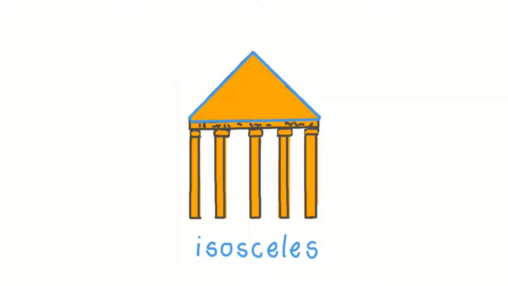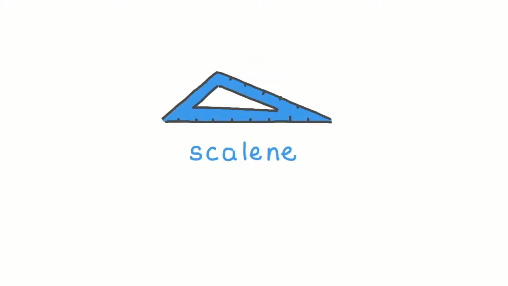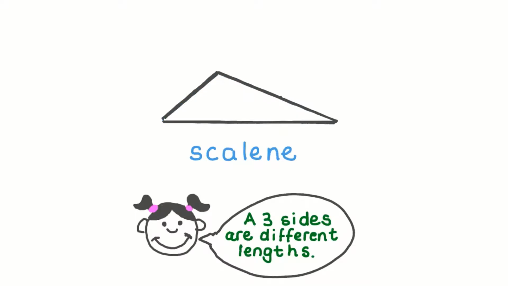This type of triangle is an isosceles triangle. We can identify a triangle is isosceles because two of its sides are equal in length. It's these two sides. An isosceles triangle has two equal sides. This is a scalene triangle. All three of its sides are different lengths. None of the sides of a scalene triangle are equal.